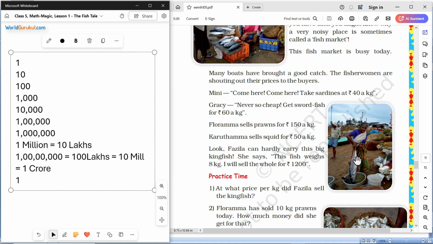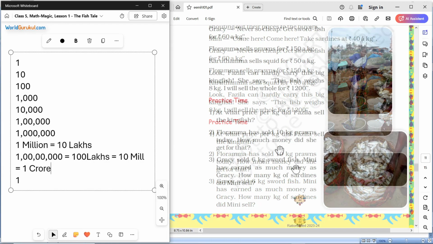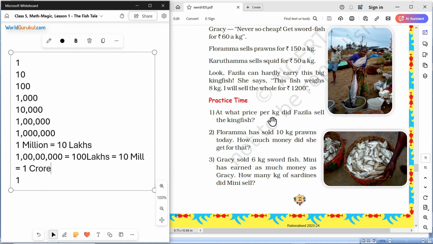See, this fish is a big one. They say that it weighs 8 kg. And she says she will sell for 1200 rupees. So, what is the cost per kg? So 1200 divided by 8. It's around 140 per kg. So some practice here.